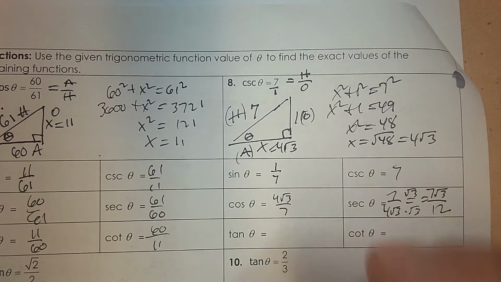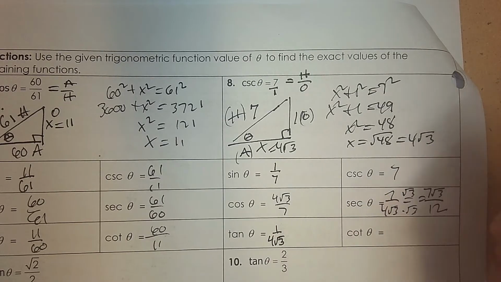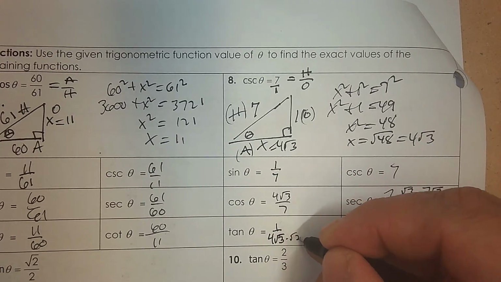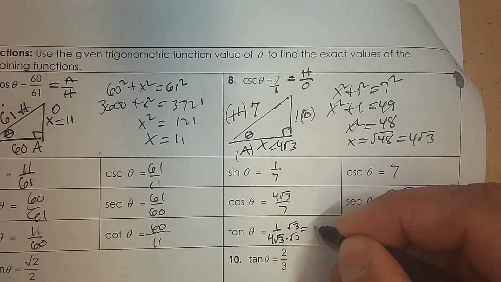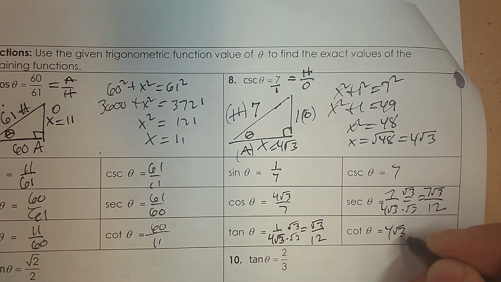Tangent is opposite over adjacent. Again, multiplied by root 3. That's root 3 over 12. And then the reciprocal would just be 4 root 3 over 1, or 4 root 3.